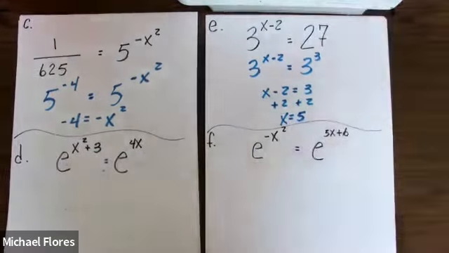Try example H. This one? 5 to the x power is 125. See where you're going.